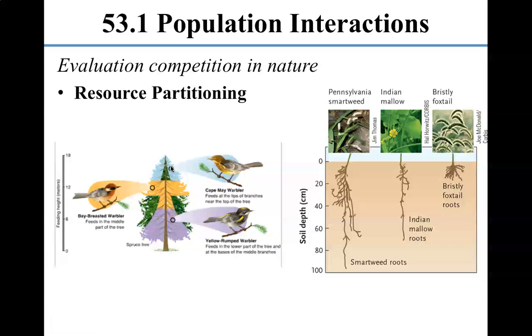And why would they do that? That's to reduce competition. So in an effort to reduce competition, they kind of divvy up the resources that are available, and each of them specializes in a different type of resource so that they don't have to compete.